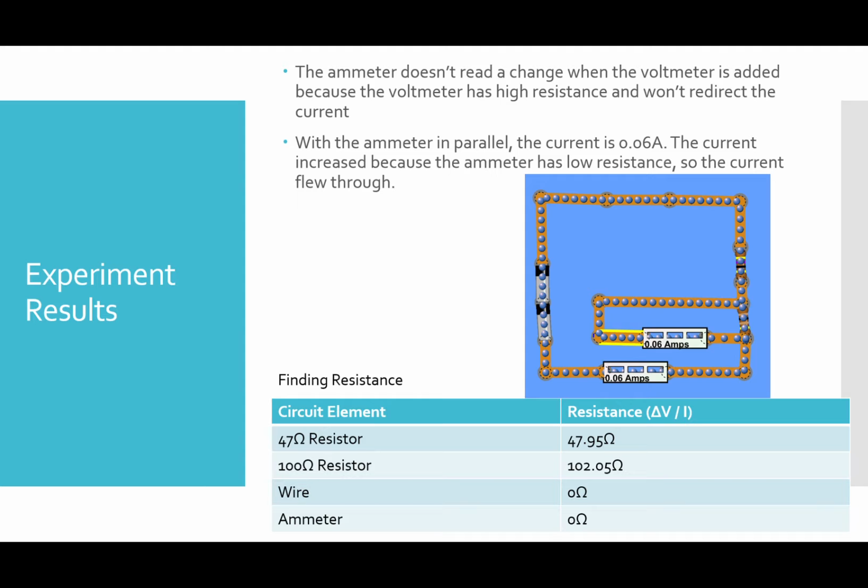Here's how you find the resistance of different circuit elements. You use the formula delta V over I. For the 47 ohm resistor, the resistance was 47.95 ohms. For the 100 ohm resistor, it was 102.05 ohms. And for the wired ammeter, it was 0 ohms because there was a 0 potential difference.